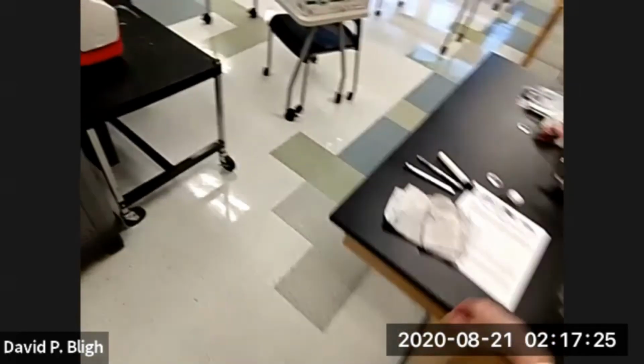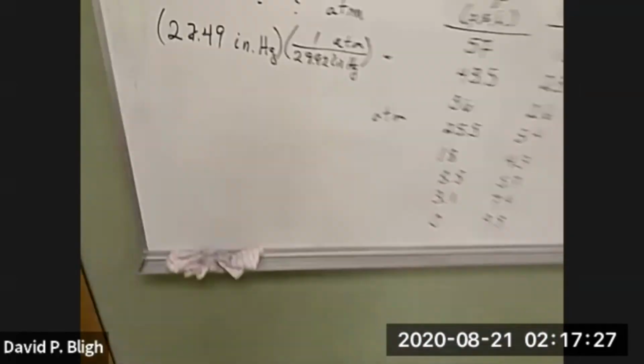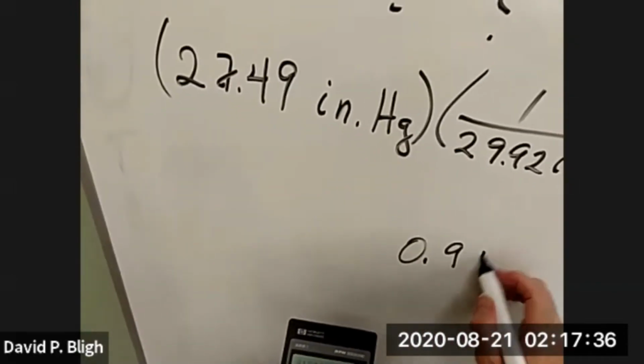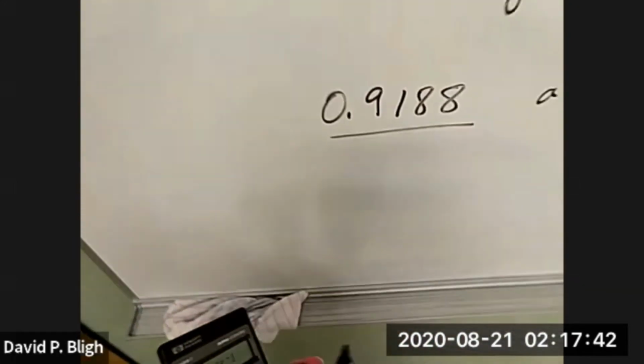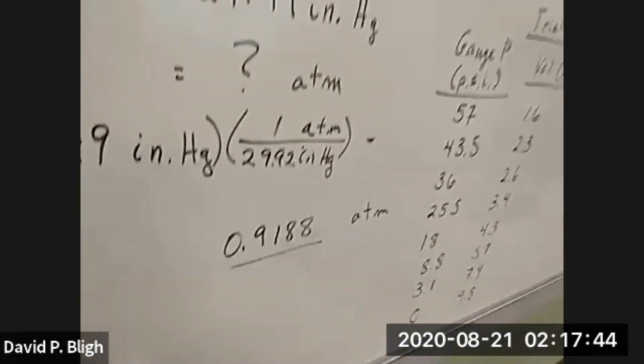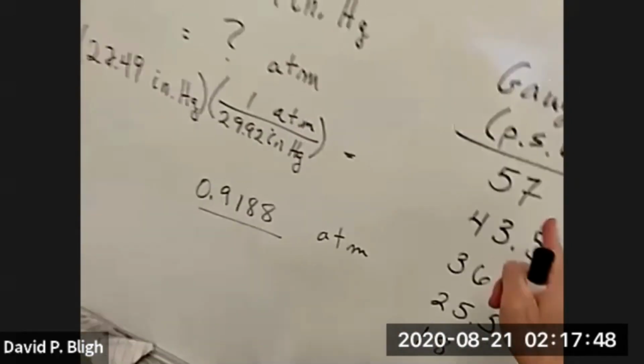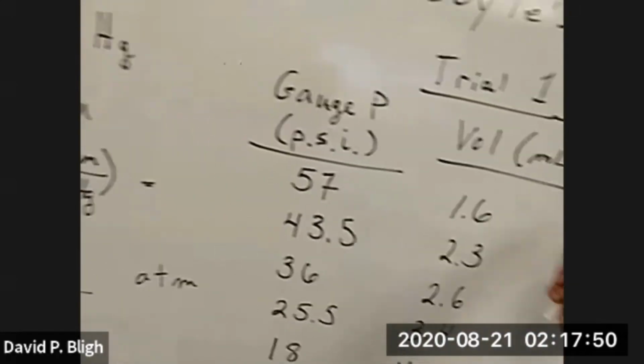Okay, my marker again. So this value is 0.9188 atmospheres, 4 significant figures. That's the barometric pressure that has to be added to each one of the gauge pressures. But now these have to be converted to atmospheres before you can add this one, right?